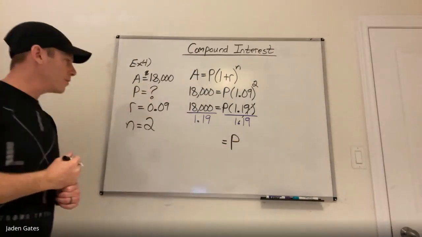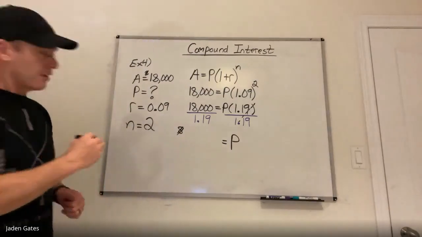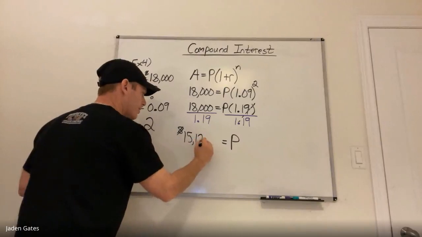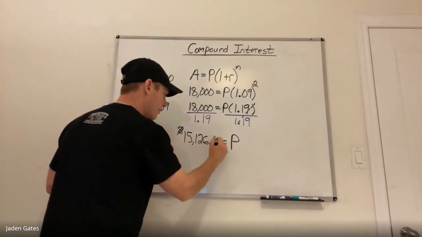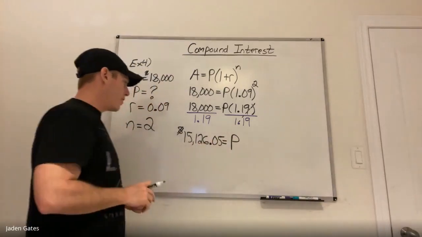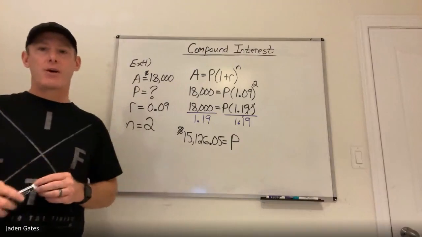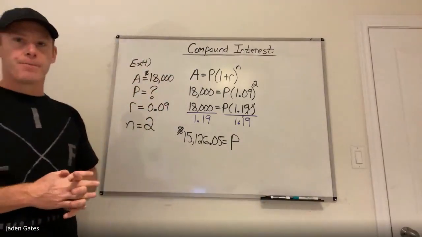And so our principal, the amount of money you would have to put in the bank now, this is a little bit depressing, I'm sorry for this, $15,126.05. And there we go. So that's how much you would have to invest now at 9% compounded annually to have $18,000 2 years from now.